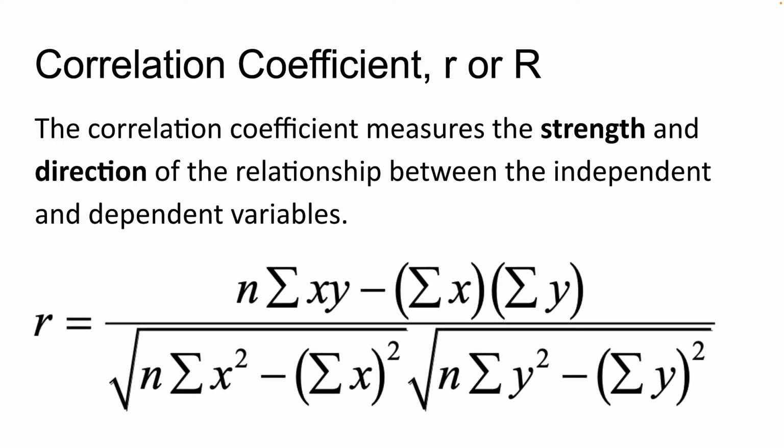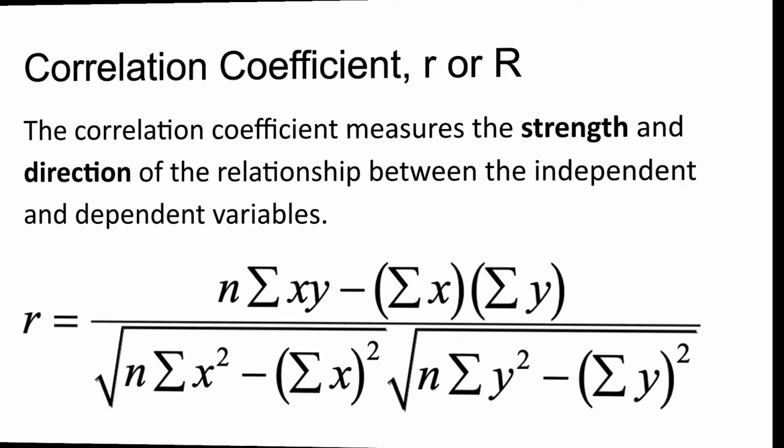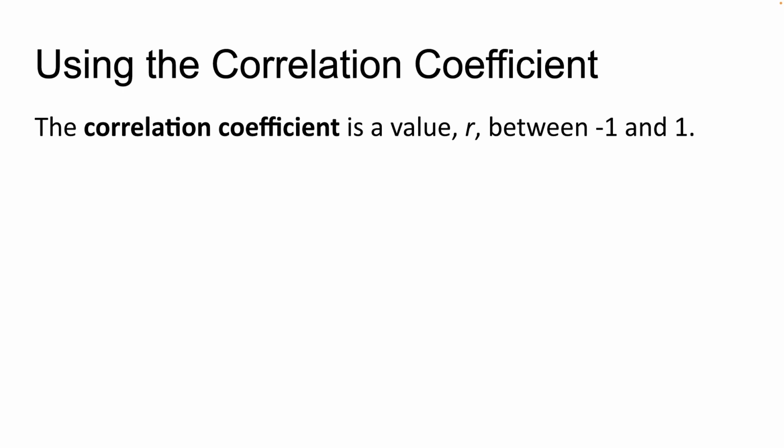There actually is a formula that we use to calculate R, and you can see it's a pretty messy formula. We will always use technology, whether it be the calculator or Desmos or a statistical software program, to calculate R for us. What we need to do is understand how to use R. When we're using the correlation coefficient, the value of R will always range between -1 and 1.